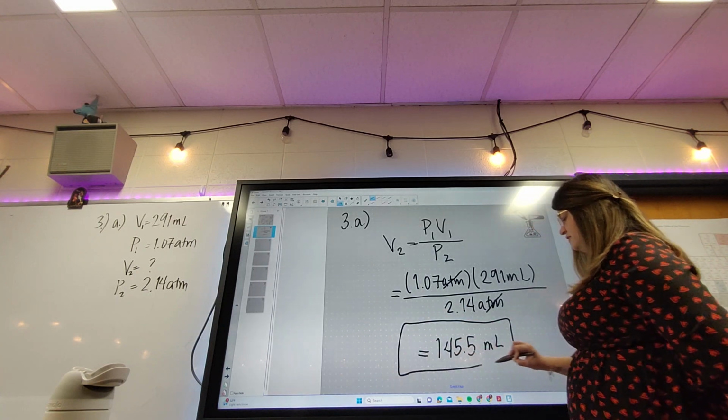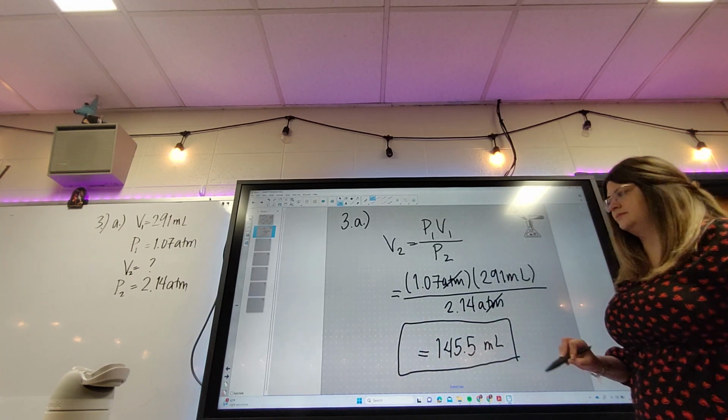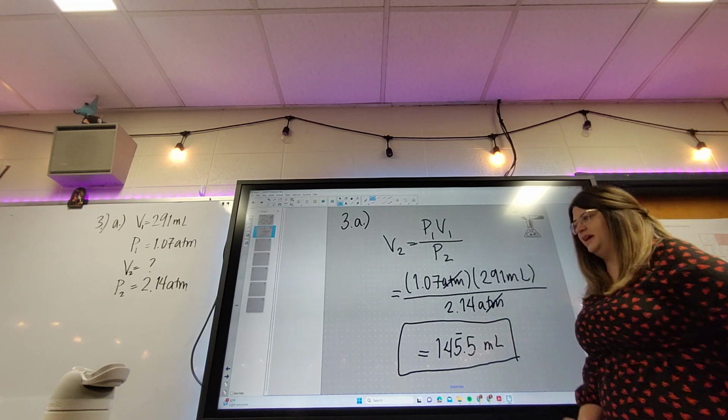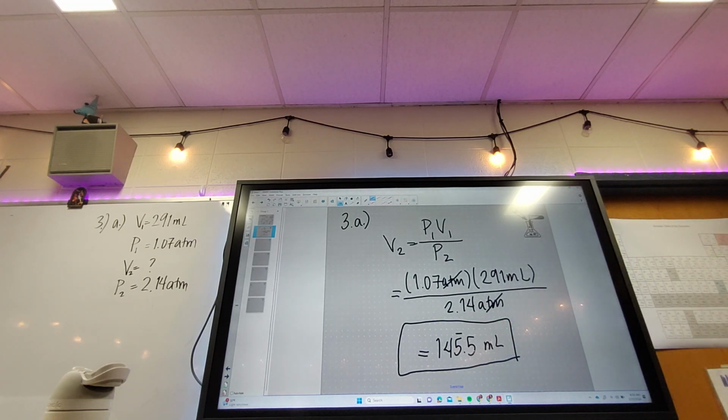How many significant figures should I have? 3. But I had 4, so I should really put that line above the 5. If you want to round, you may also do that. Okay, thumbs up, thumbs down, thumbs medium. How was that? Okay, good.